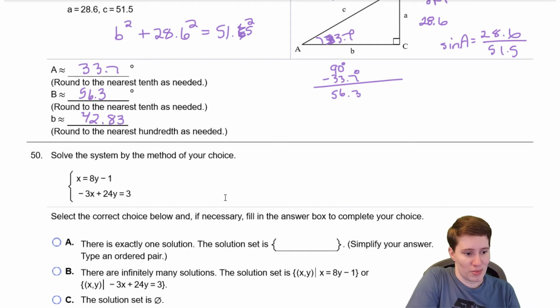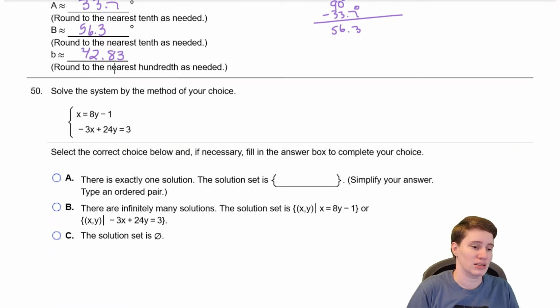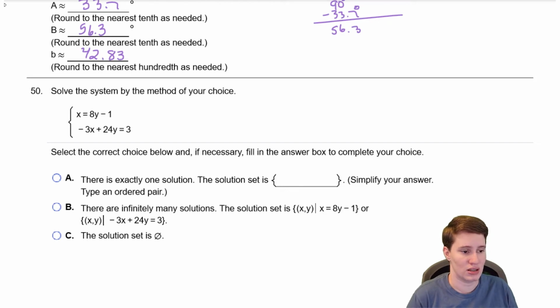Solve the system by the method of your choice. Now this is set up so that it'd be really easy to use substitution to take the 8y minus 1 and put it where the x is. But if you just really like elimination better, you can subtract the 8y over to the left side, and then you'll be set up for elimination. I think elimination is easier to remember, so I'm going to use substitution to remind you how that works.